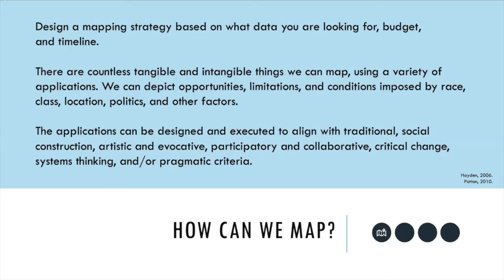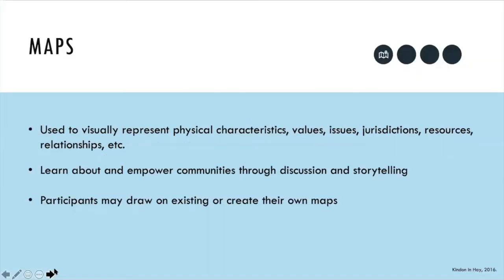We can use a variety of applications to do so, and these applications that we're about to discuss may be designed and executed to align with traditional, social construction, artistic and evocative, participatory and collaborative, critical change, systems thinking, and/or pragmatic criteria that Patton describes in Exhibit 9.7. So with all that being said, let's take a look at some of the ways we can map with communities.